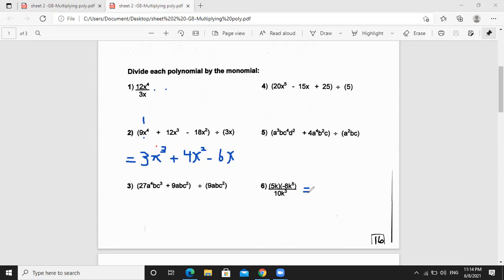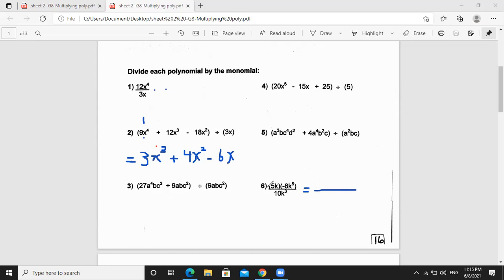I also want to check with you question number 6. In question number 6, in the numerator, we have 5k times negative 8k to the power of 5 divided by 10k to the power of 3. In this case, we have to multiply the numerator together, right? Then we will divide. For all the previous questions, we divide each term by the divisor. But in this case, it's multiplication. So we have to simplify the numerator first.